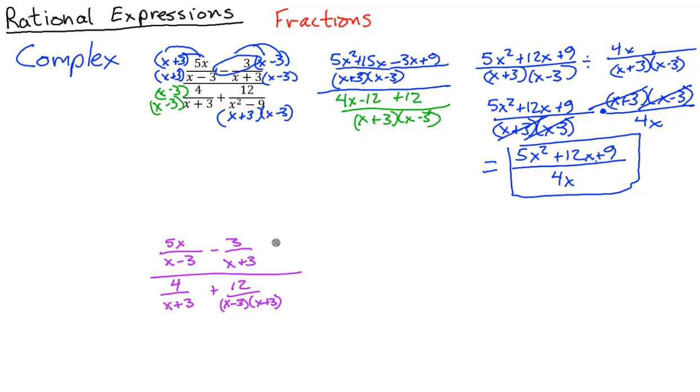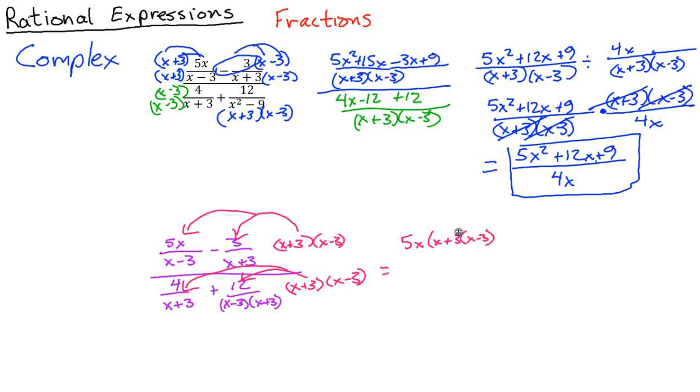So if you times top and bottom by x plus 3, x minus 3, on the top and the bottom, x plus 3 times x minus 3. Now note, we're timesing this by x plus 3, x minus 3 over 1, x plus 3, x minus 3 over 1. And so when it jumps into here and jumps into here, and here is a fraction and there is a fraction, it becomes 5x times x plus 3, x minus 3, all over x minus 3, minus 3 times x plus 3, x minus 3, all over x plus 3.